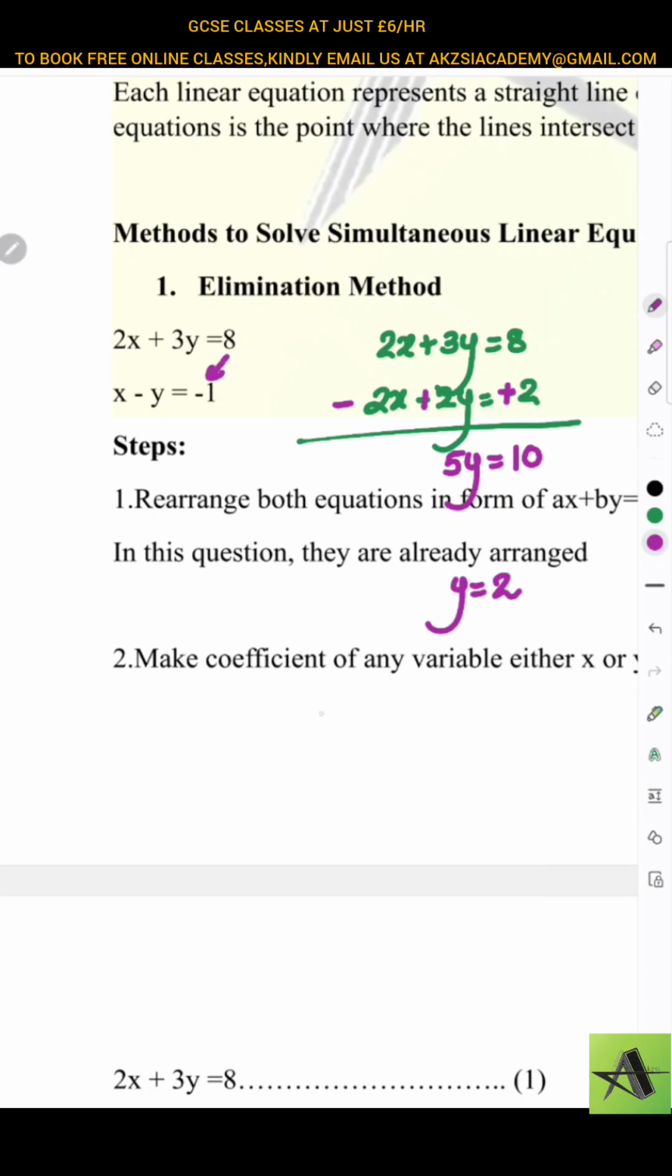So this will become x minus 2 equals minus 1. On moving it to the right hand side, x will be 1. So the final solution of this equation will be x equals 1 and y equals 2. This is how you can use the elimination method to solve these equations.